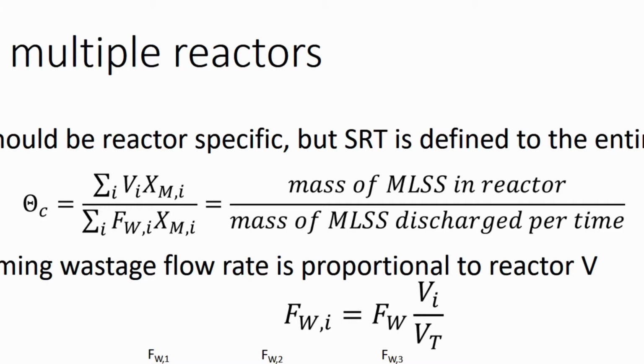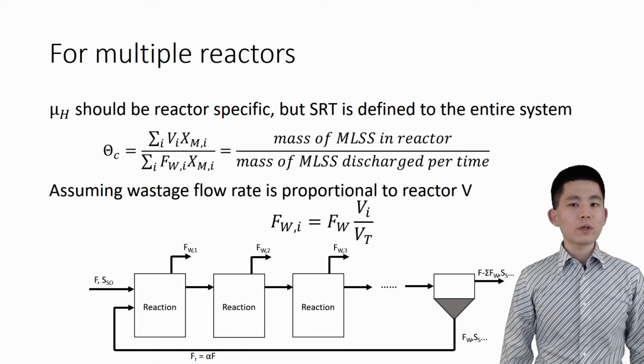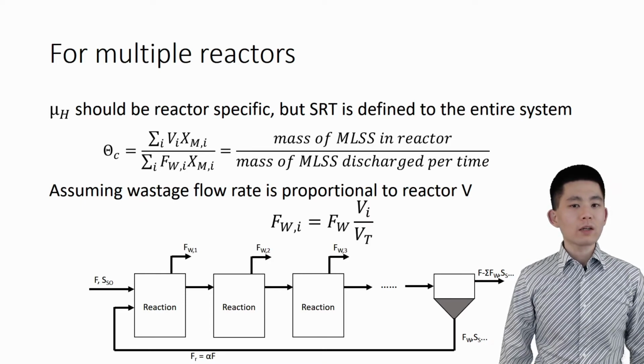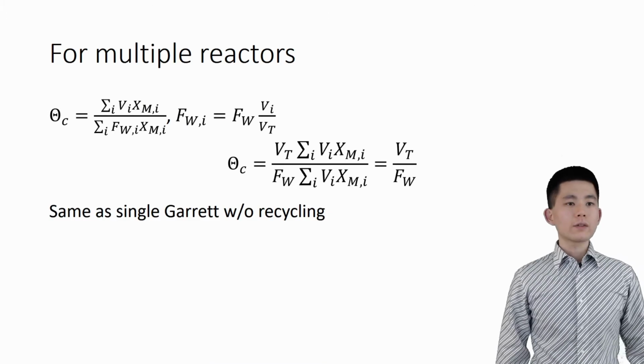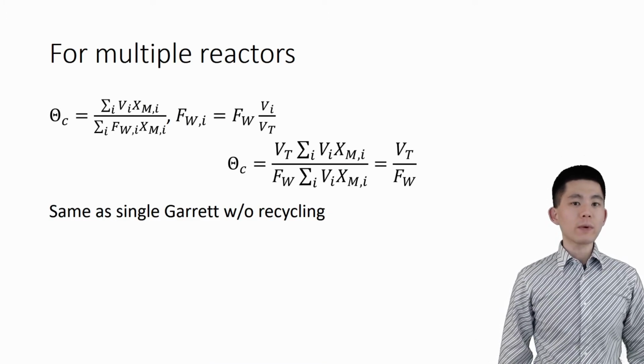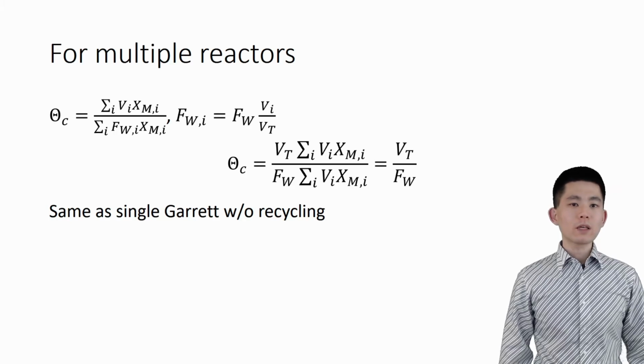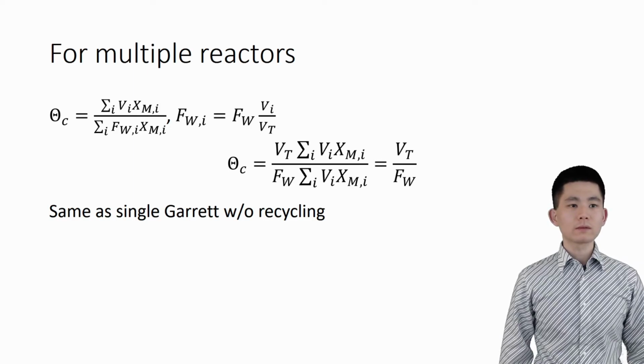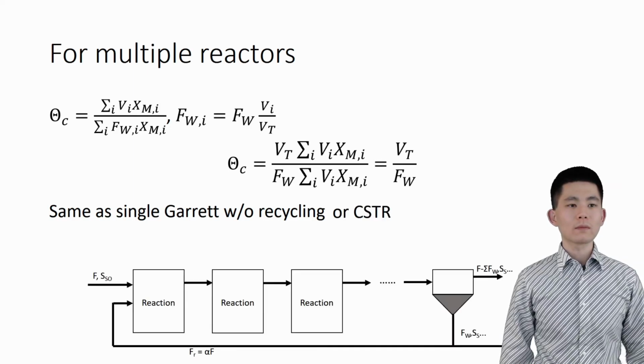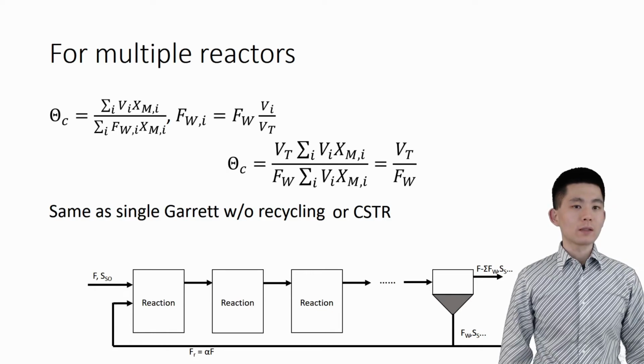It is the mass of MLSS in all reactors divided by the mass of MLSS discharged per time. If we assume that the wastage flow rate is proportional to reactor volume in a Garrett configuration, then SRT is the total reactor volume divided by total wastage rate, same as a single Garrett configuration with no recycling. Can you think about the SRT expression for multiple conventional CSTRs with recycling? Yes, it is still the same.